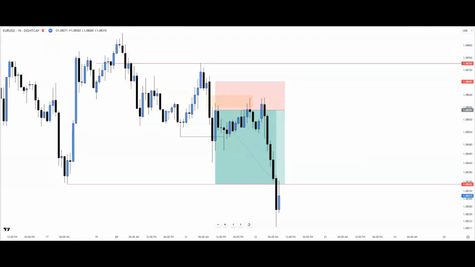So here's how you can go on to identify the ICT daily buyers, find setups with them, and trade on the right side of the market.